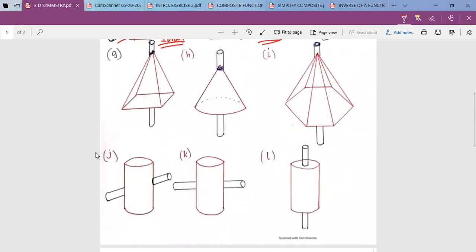G. G is a pyramid. So again, pyramid, if the axis is from up to down, or in other words, down to up, we just look at the base surface. So if this surface you see there is a rectangle, it will give us two order. But if the base there is a circle, it gives us infinite. And if you look at this one, that's a hexagon, means there will be six order.